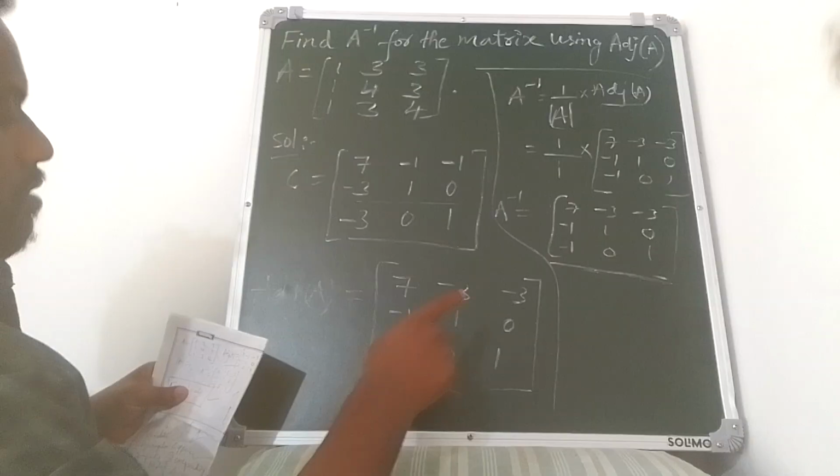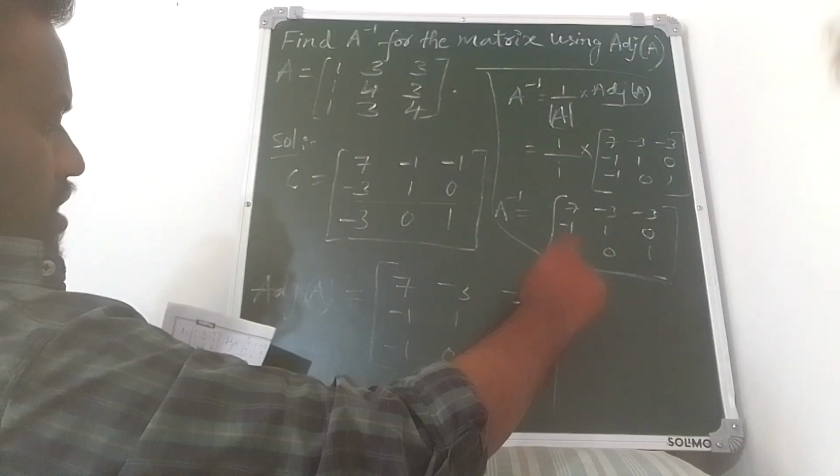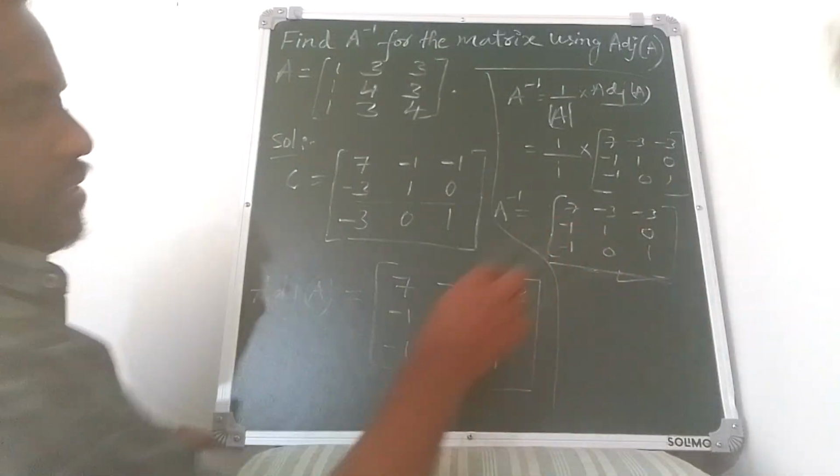Just 1 minute, I will verify. 7 minus 3 minus 3, minus 1 1 0, minus 1 0 1. Yes, this is the correct answer, the required answer, A inverse.